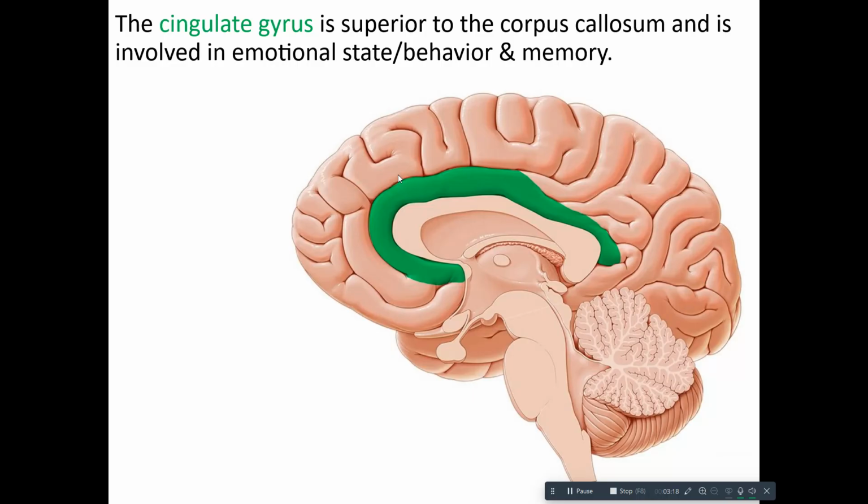Now, the cingulate gyrus is a gyrus that is superior to the corpus callosum. So if you find that corpus callosum, you are going to find the cingulate gyrus around it. The word cingulate means belt or girdle because of the way it surrounds the corpus callosum. It is very much involved in your emotional state. It is very much involved in behavior and memory as well. And these are all limbic system group functions.